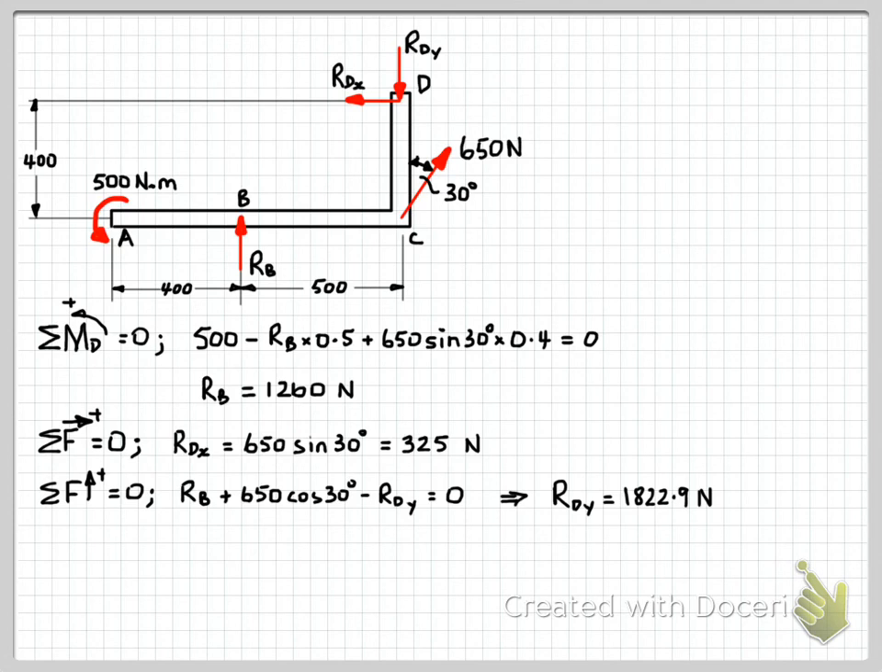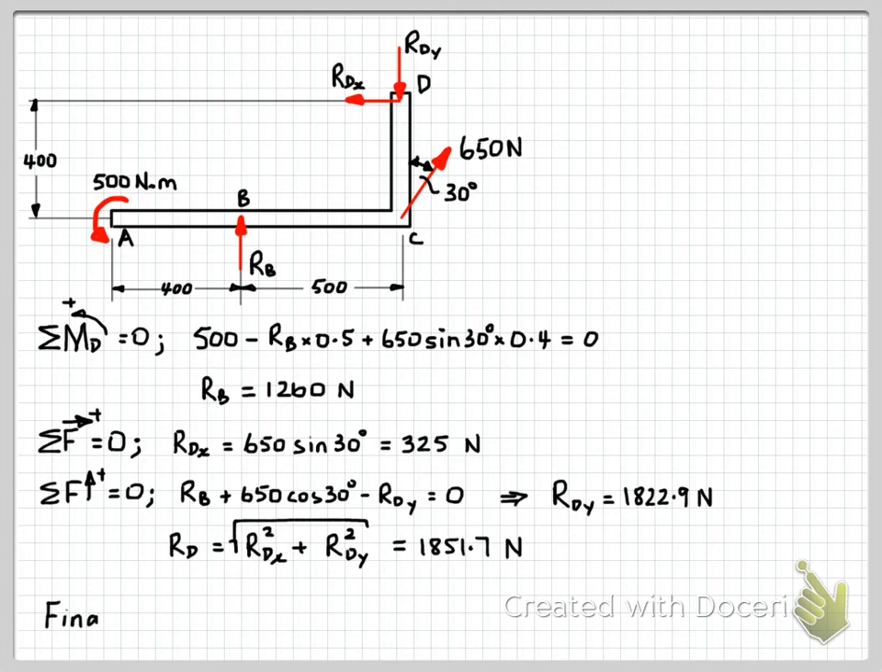Okay, now we're not quite finished because the question asked for the magnitude of the forces at the supports. So we've got Rdx and Rdy components here. So we need to use Pythagoras' rule to find the magnitude of the reaction at D. So square root of the sum of the squares, and putting in our values that we calculated before, we get RD equals 1851.7 newtons.